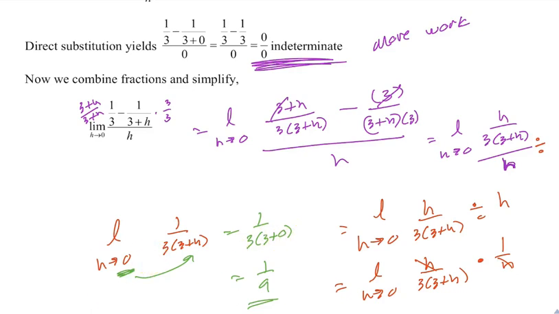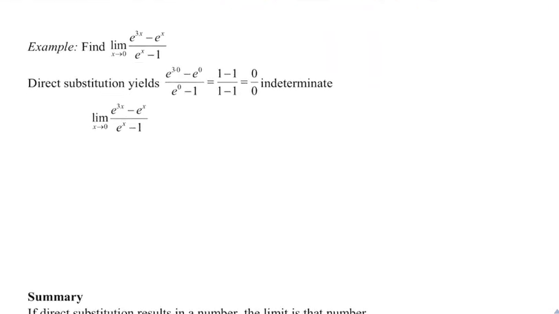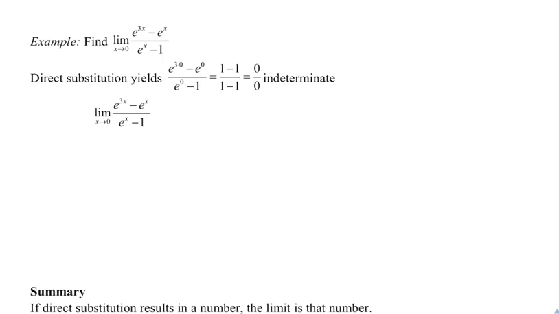Let's do one more of these. So, last limit one we're going to do. Example: find the limit as x approaches 0 of (e^(3x) minus e^x) over (e^x minus 1). Again, step 1: plug in, direct substitution. See if we get an answer. In this case, I get 0 over 0. So we have to do more work.